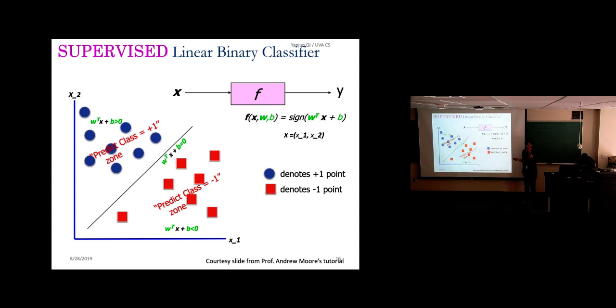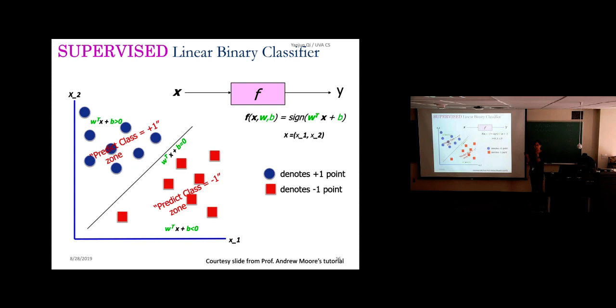And what do I mean by learning a program from data? It essentially means using the points, red points and blue points, to decide what is W, what is B. Questions?